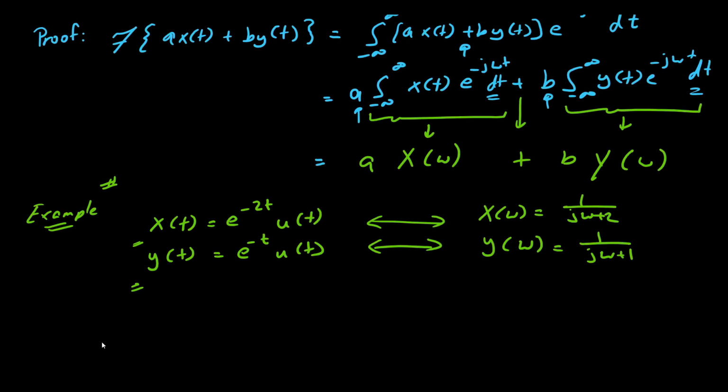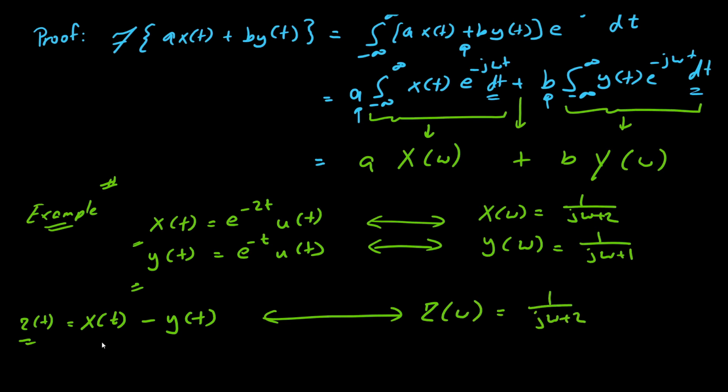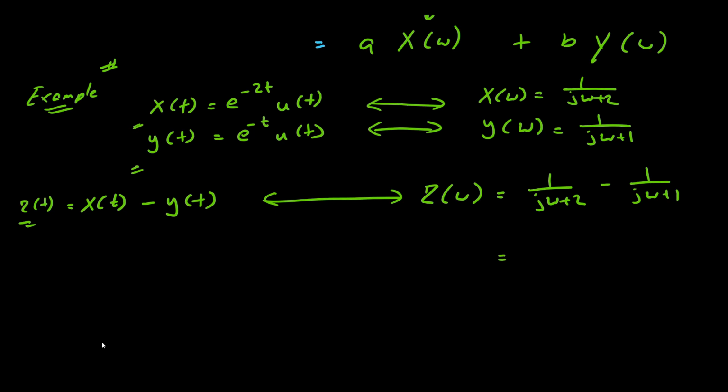Now let us say a and b are just 1, so we are interested in subtracting y of t from x of t, that is, we have x of t minus y of t. So this is our new signal which is z of t, and we are interested in finding the Fourier transform of this z of t, that is, we are interested in z of omega. So this would be simply 1 over j omega plus 2 minus 1 over j omega plus 1. So by taking the LCM, we would have j omega plus 2 times j omega plus 1 in the denominator, and in the numerator we would simply have just a minus 1, and then we can simplify it further.